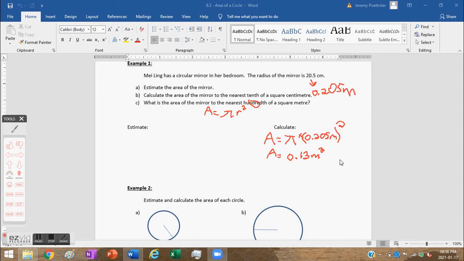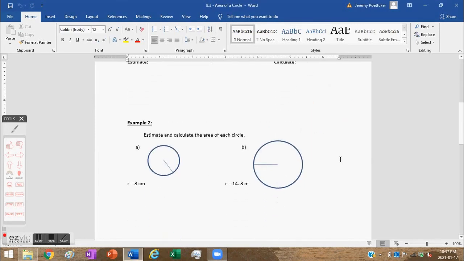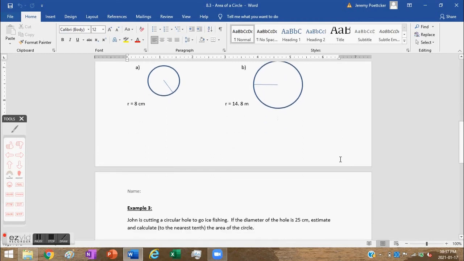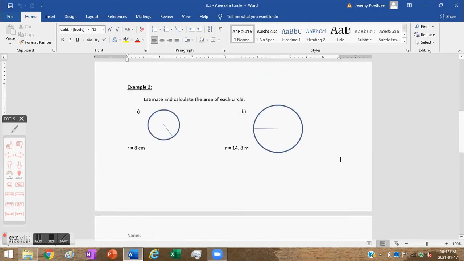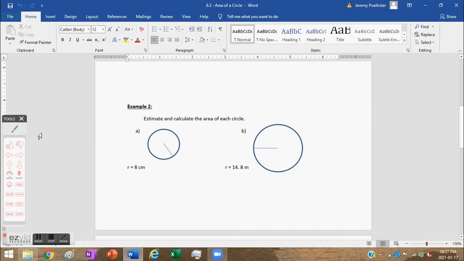All right, your turn a little bit. In this case, you're going to need your ruler. No, you will not need your ruler. Never mind. My apologies. In this case, you are given, again, the radius for both of these circles. And you're asked to estimate and then calculate the area of each circle.